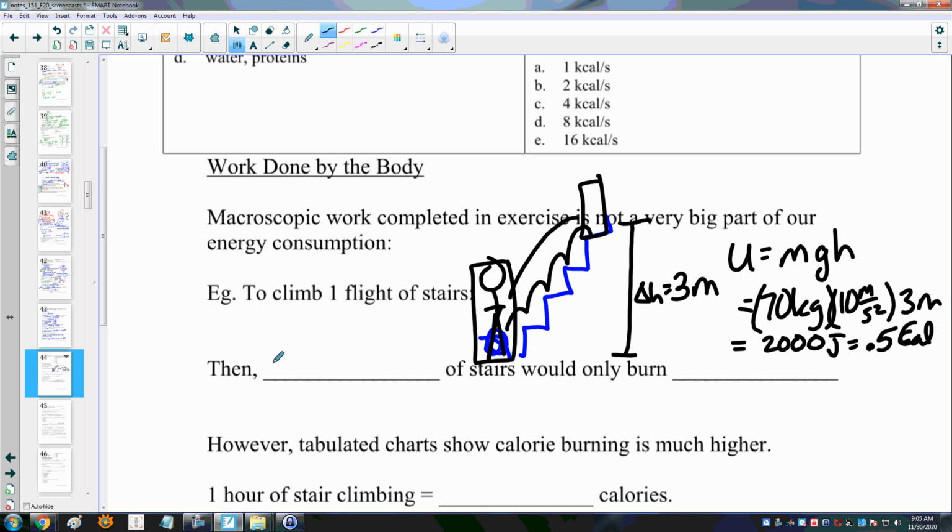Then if I've climbed 200 flights of stairs, which takes about an hour, that would burn, well, let's see, a half a calorie per flight of stairs times 200. That would only be 100 calories. So really a small number of calories for a large exertion.